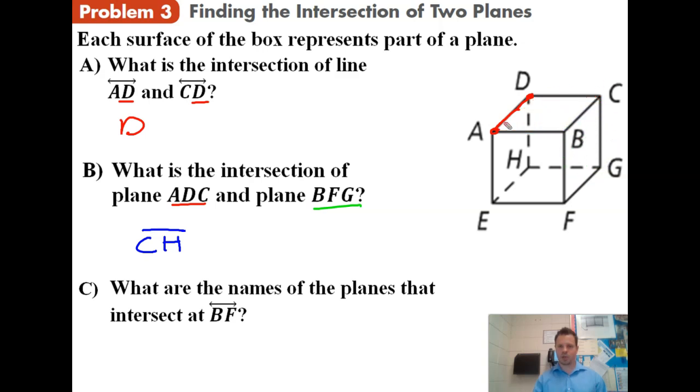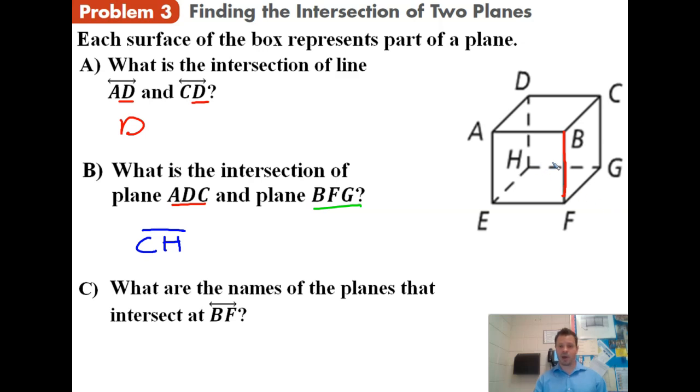All right, and our last question is going to be the opposite question. In B we gave you two planes and asked what's the intersection. Here we're going to give you the intersection and ask what are the planes. So C says, what are the names of the planes that intersect at line BF? Well, let's see here. Here's line BF. And what I want to do is label the planes that come together, that intersect along that line.